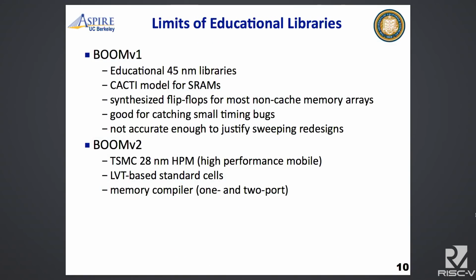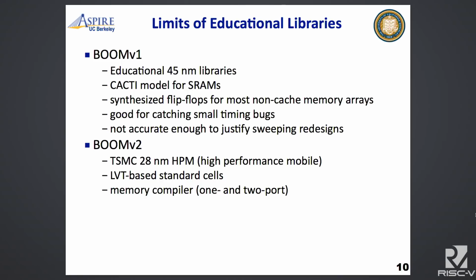Now, why is there a BOOM v2? Why didn't I get it right the first time? Throughout my grad career, I only had access to educational libraries, and I didn't have access to a memory compiler. So essentially, I had to use analytical models to tell me how fast or how big an SRAM is. And this is OK to get you to a certain level of confidence. But there's a certain point where you start to get results that you really can't trust enough to justify spending a couple months to redesign the entire pipeline, particularly if it's not obvious what's actually going to be the better idea.